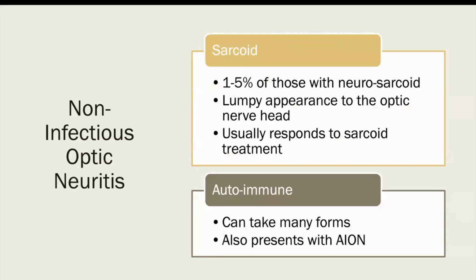And then finally, when looking at your non-infectious causes, mainly you're looking at sarcoid. You may have some sort of lumpy appearances to the optic nerve head, usually because of a sarcoid granuloma. And if you treat the sarcoid, usually this is treated. And then autoimmune conditions can really take lots of different forms in the eye. And they can also present with an anterior ischemic optic neuropathy. And we'll have a session specifically looking at ischemic optic neuropathy and the differences between your arteritic and your non-arteritic versus your posterior ischemic optic neuropathy.